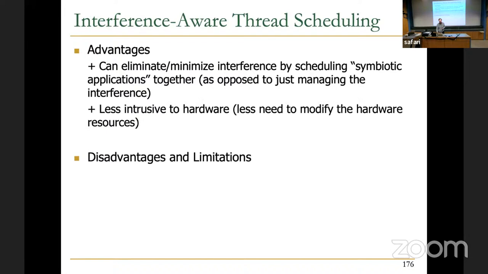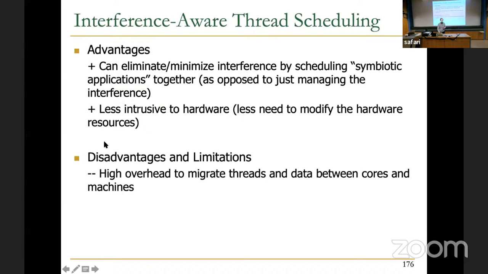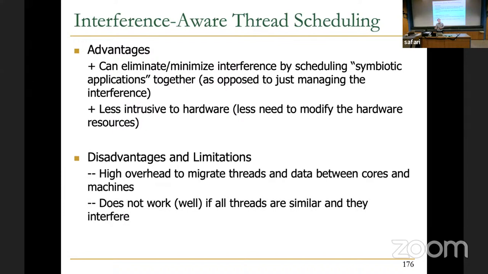It's less intrusive to hardware. You may not need to modify hardware if your profiling information is there. But of course, overheads are again high. Whenever applications change behavior, you may need to migrate threads and data between the cores and machines. So it's actually higher overhead than even data mapping potentially. It doesn't work very well if all threads are similar and they interfere, right? If all of your threads are very similar and they are heavy and they interfere with each other, it doesn't work. So you need to have a good amount of heterogeneity across the applications that you're scheduling onto machines.